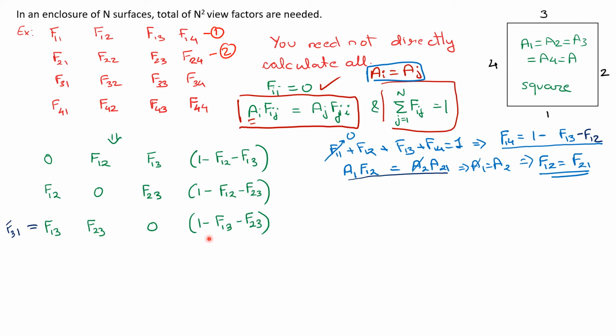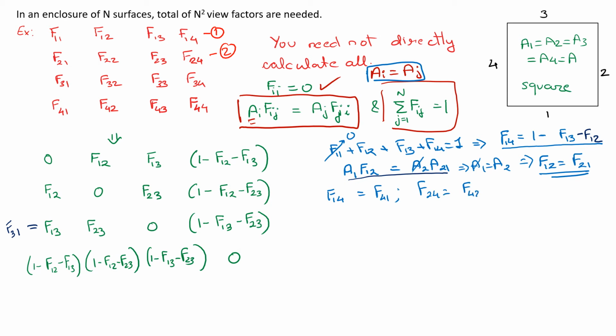f33 will be 0, and by the summation rule I get f34 as 1 minus f13 minus f23, and I've written that here. Now for f14, by reciprocity, your f14 will be equal to f41, your f24 will be equal to f42, and your f34 will be equal to f43.